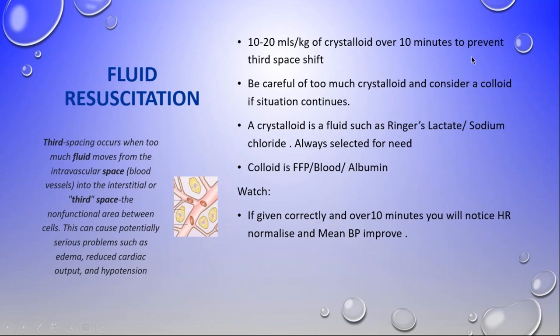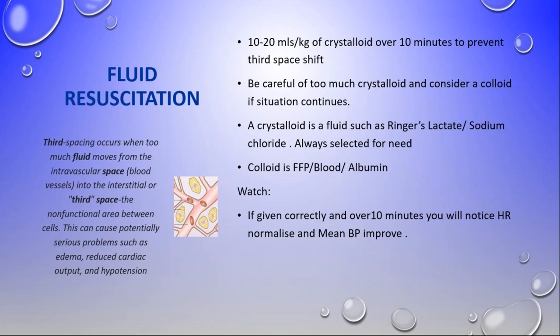Because now it will return to circulation, it will give you a better mean blood pressure, it will slowly bring down the heart rate, and in that way the baby regulates. Be careful of too much crystalloid. This is a big mistake often even made in adult resuscitation. In adult resuscitation, we always talk about 1 liter of crystalloid and then start your colloid transfusions, your bloods, your FFPs, your platelets, whatever else.